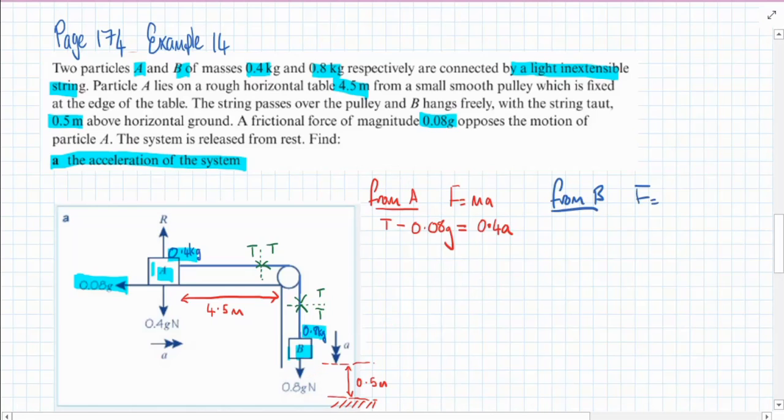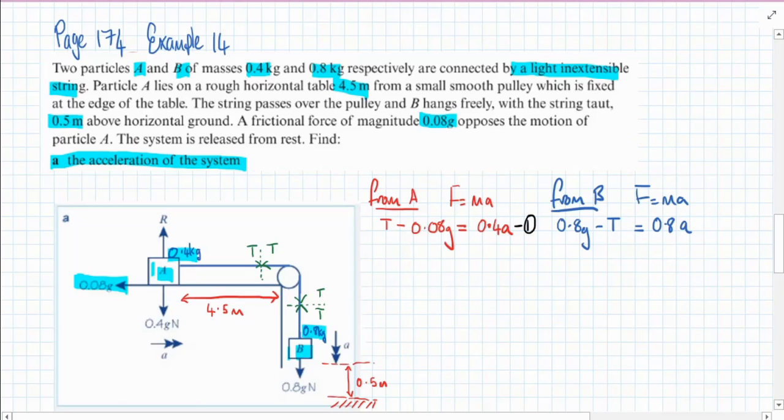Using our strategy again of Newton's second law, starting with our biggest force, the one which it's moving in, 0.8g, take away from that the tension which is operating in the opposite direction, must be equal to the mass multiplied by its acceleration. Remember, we are trying to find what the acceleration of this is going to be.